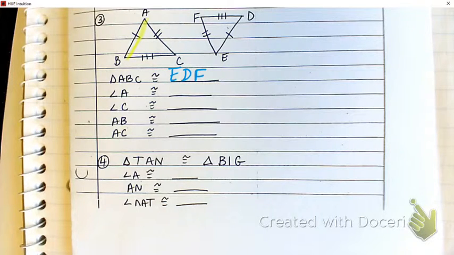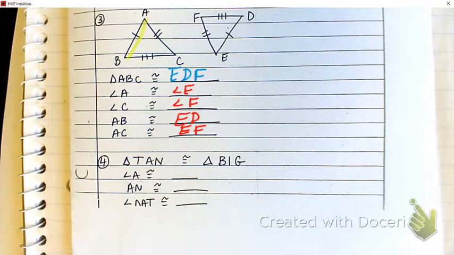Okay. So, after you know that ABC goes with EDF, then this next part's really easy because even if I don't have the triangle, I know that A goes with E, and B goes with D, and C goes with F. Okay? So A is going to go with what? E. C is going to go with F. Line AB goes with ED, and line AC goes with EF. Pretty easy, right?